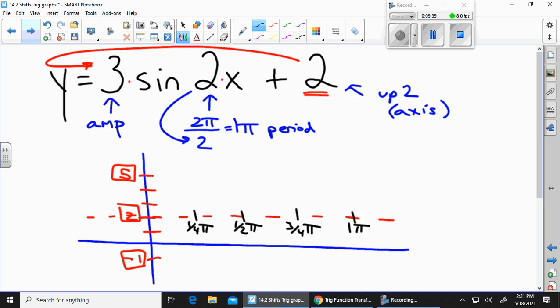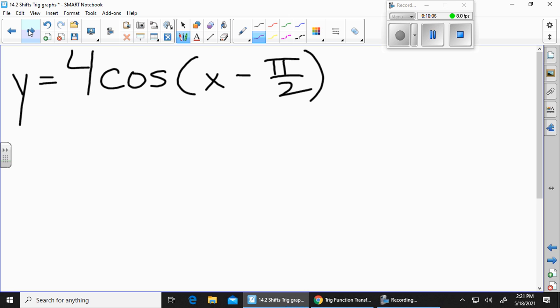Now graph it. Okay? When I say graph it, it's sine. Think of your 5 points. Sine is axis, next slash mark, max, axis, min, axis. There's my sine curve. Okay? Look at the next one.